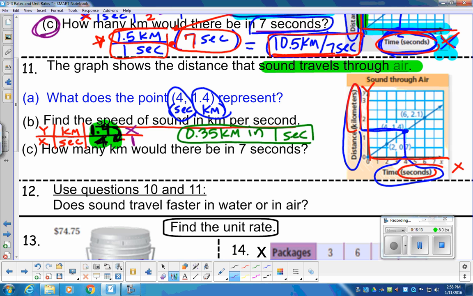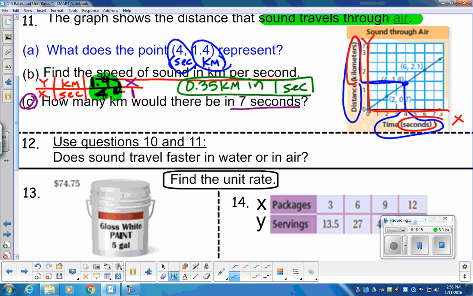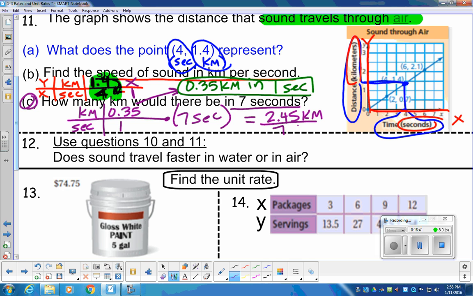As I move to part C, how many kilometers would there be in 7 seconds? So we have kilometers compared to seconds, and according to my speed, I found that it's 0.35 kilometers in 1 second. So how much would it be in 7 seconds? I can just multiply that by 7 like we did in the previous problem. Taking that value and multiplying by 7 gives me 2.45 kilometers in 7 seconds. Go ahead and catch up if you haven't. So we're taking 0.35 multiplied by 7 seconds, which gives us 2.45 kilometers in 7 seconds.